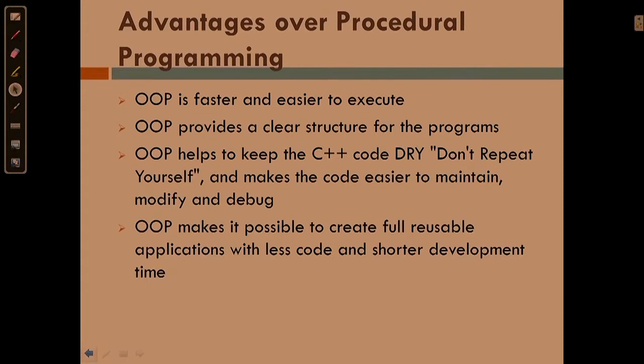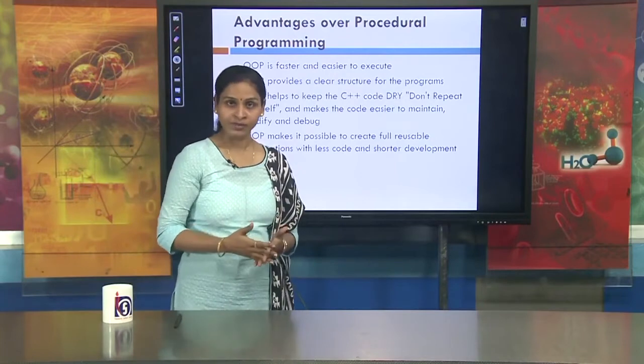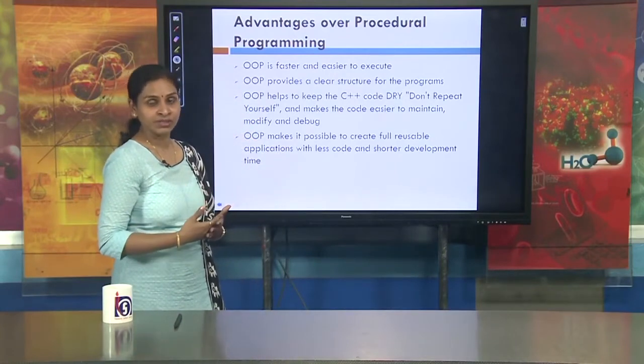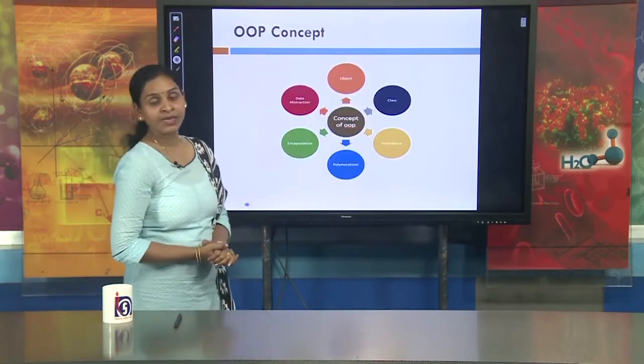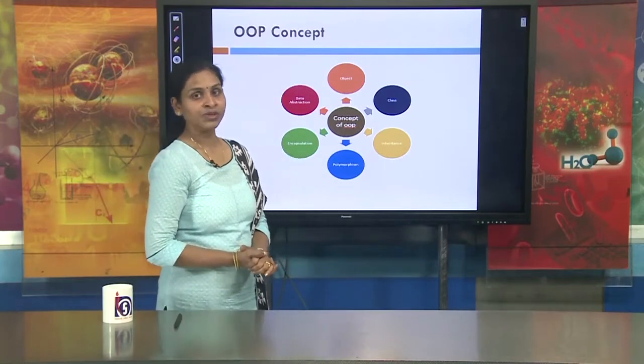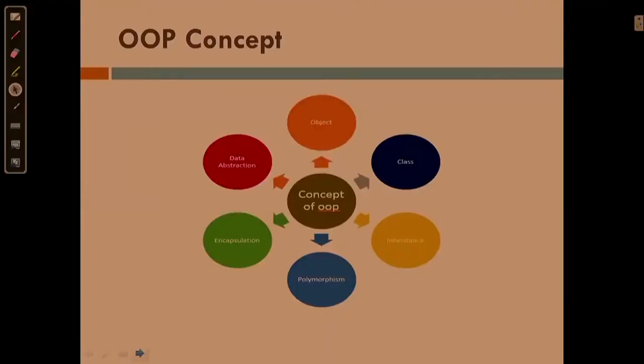So what is this object? What is this object-oriented programming? So first we should understand what are the concepts of OOPs. Then we will see what is object, what is class. So let's move to the next. This is the basic concept of OOPs, which includes object, class, inheritance, polymorphism, encapsulation, and data abstraction. First, hum samajhte hain class kya hai and object kya hai. And the remaining features or the remaining concepts we will discuss later on.